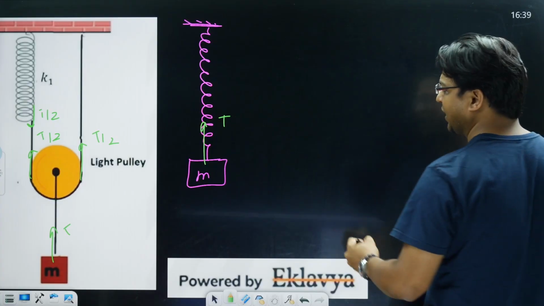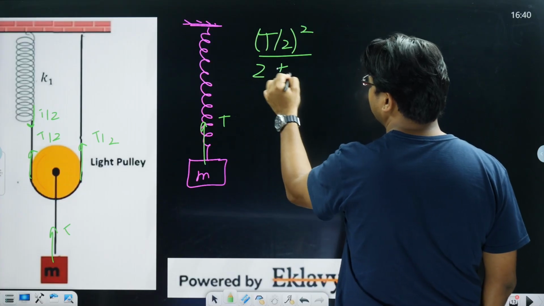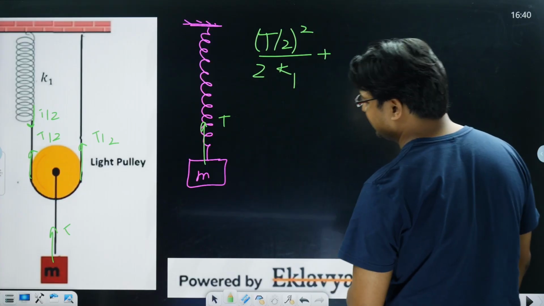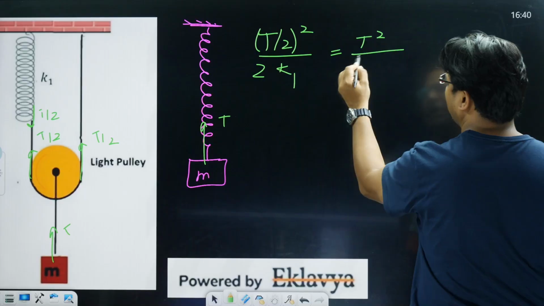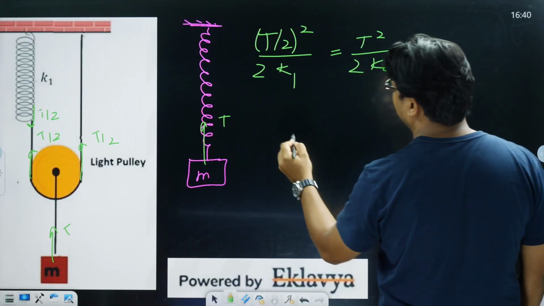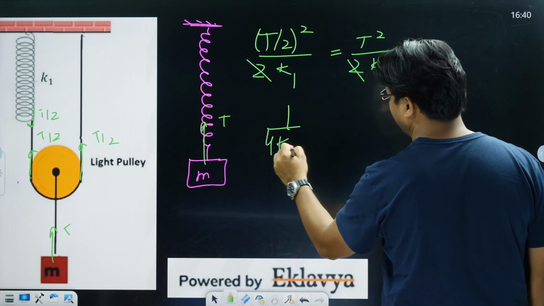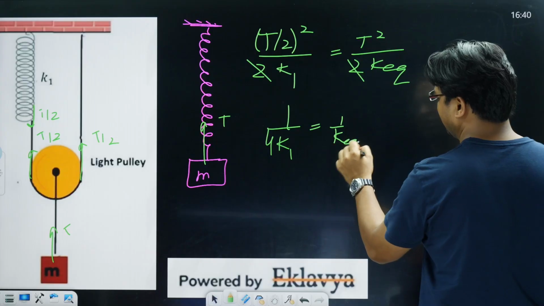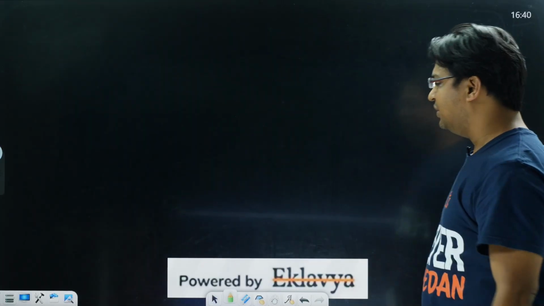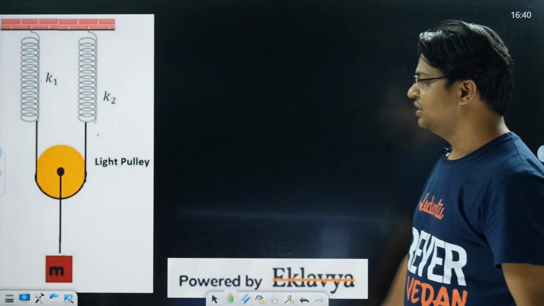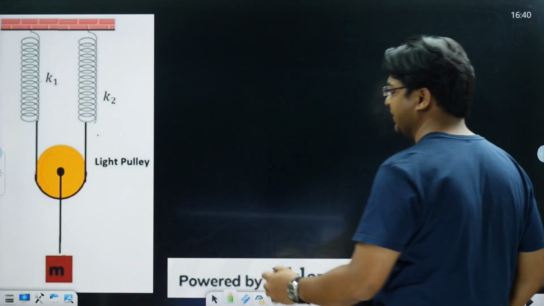So we will write T by 2 square by 2K1. There is no other spring, there is only one spring. So this will be equal to T square by 2K equivalent. Or in other words, this 2 gets cancelled, T gets cancelled. So 1 upon 4K1 is equal to 1 upon K equivalent, or K equivalent is equal to 4K1. So you see, guys, if you try these questions by other methods, you will end up spending a lot of time. But now the question seems very, very easy.